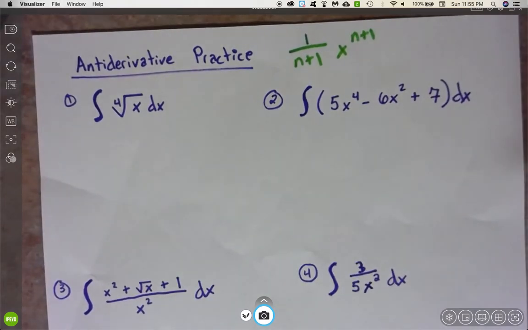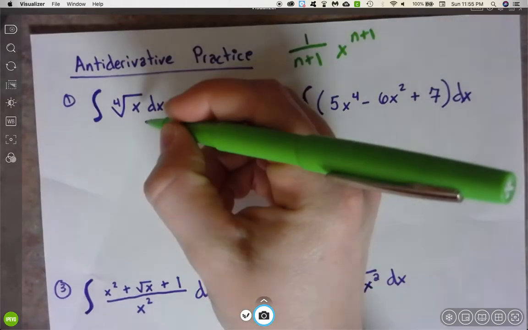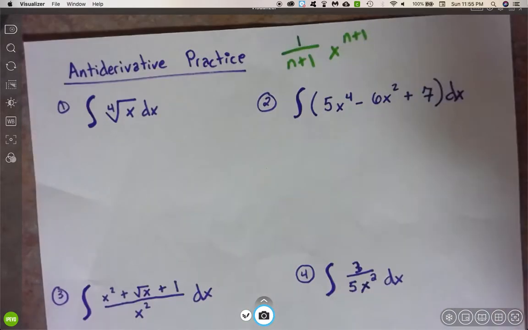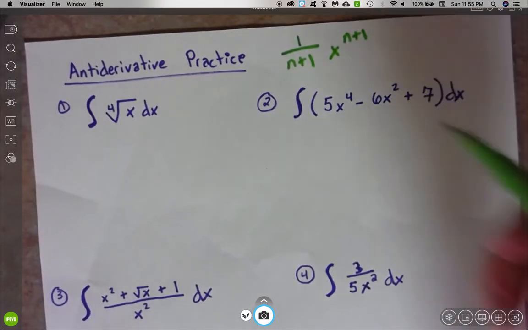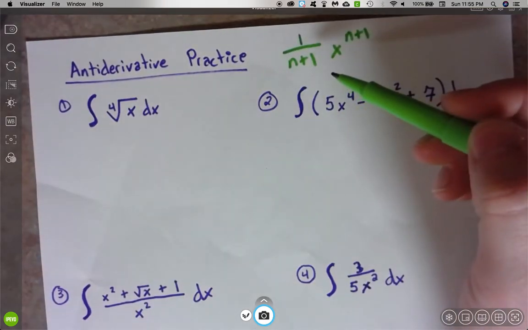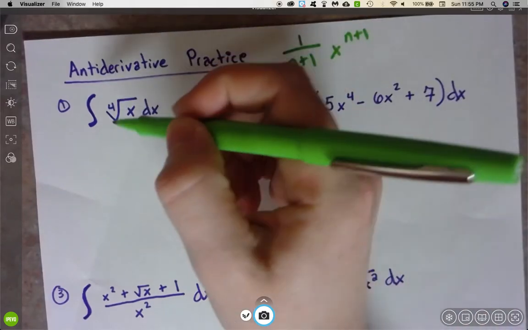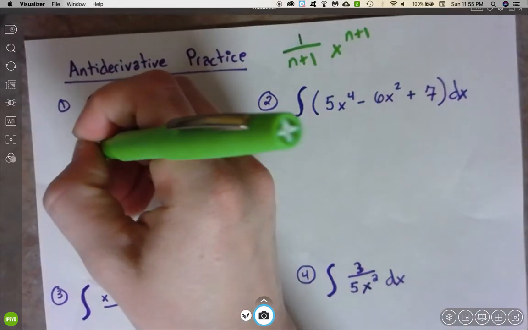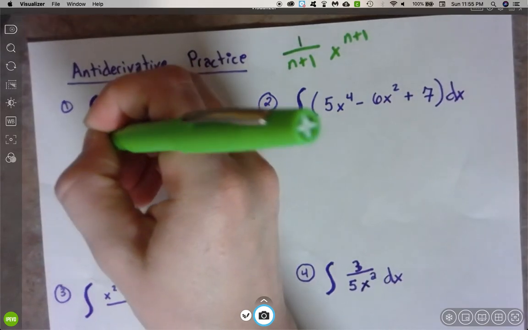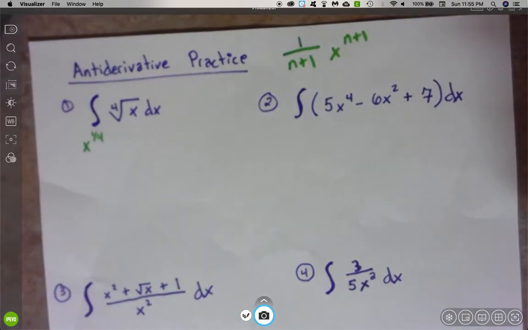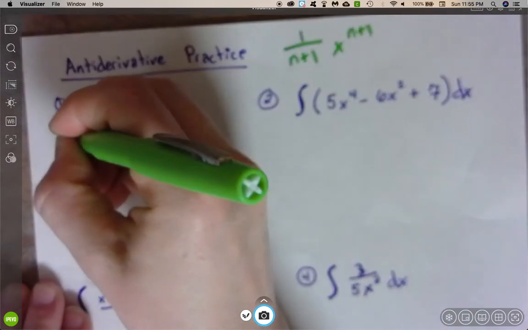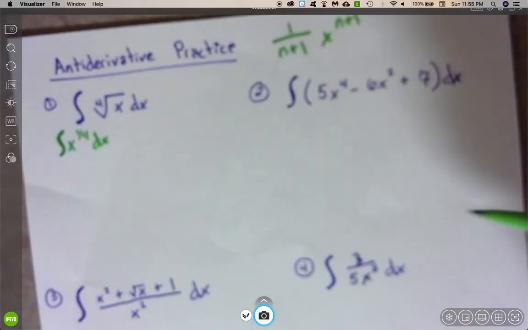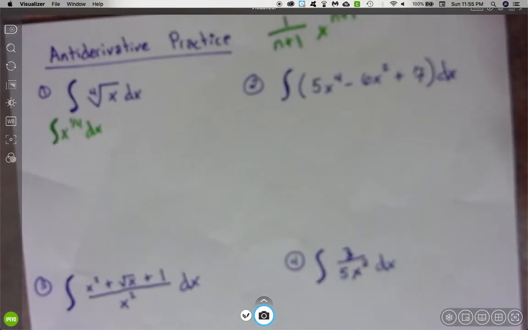All right, so on each one of these problems, you're going to want to rewrite it so that it's in the proper form so that we can take the antiderivative of it. So the fourth root of x, just like when we're taking the derivative, I want to write it as the 1/4 power, okay? So it will look like this, and we use that integral symbol with a dx on the end of it just to say, hey, we're just rewriting it. We haven't taken the antiderivative yet. We'll get to that point.